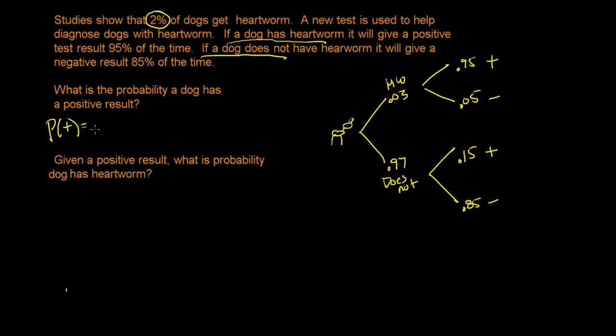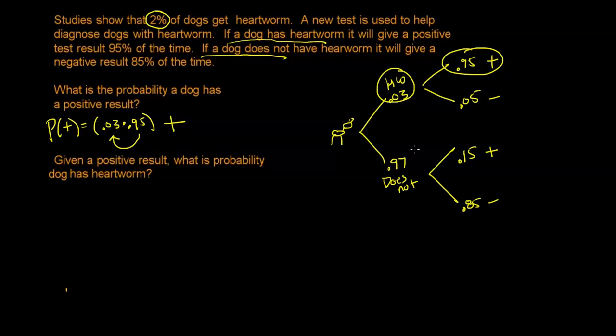Okay, well, there's two ways you can get a positive result. You could have heartworm and get a positive result. I'm directly allowed to multiply those probabilities because the 95% came from the 3%, right? It's literally the multiplication rule. So the probability that a dog has heartworm is 3%. The probability that you have a positive, given that you had that heartworm, was the 95%. So I'm literally directly using the rule here.